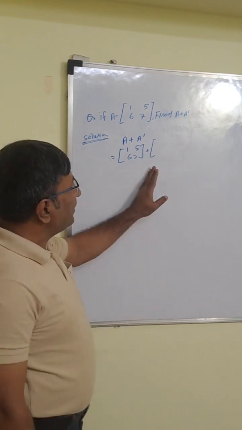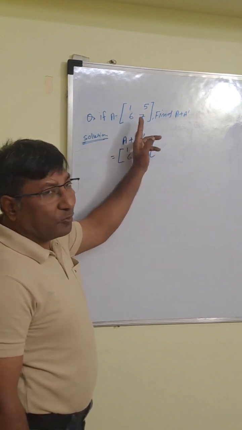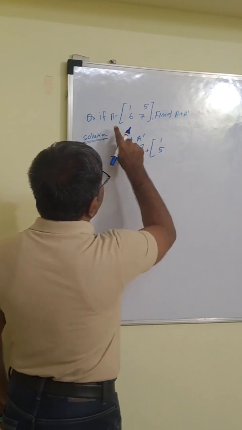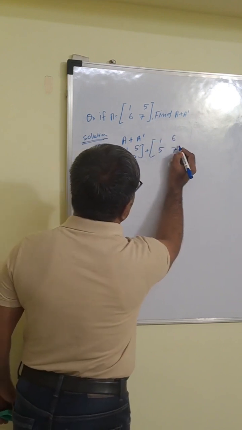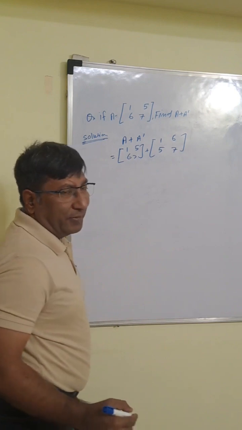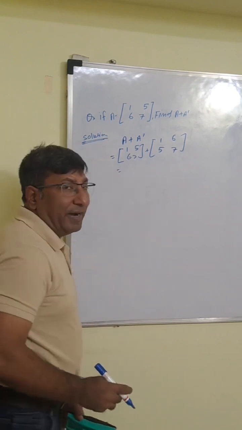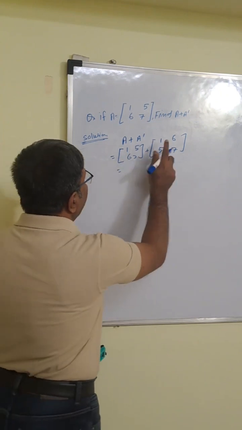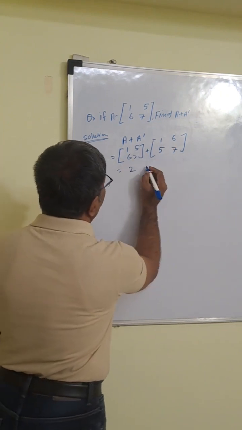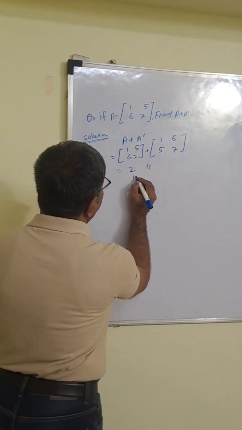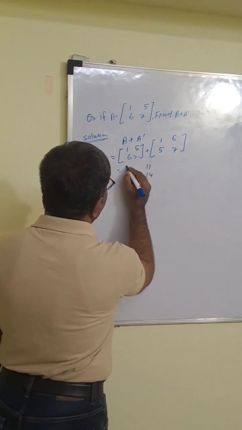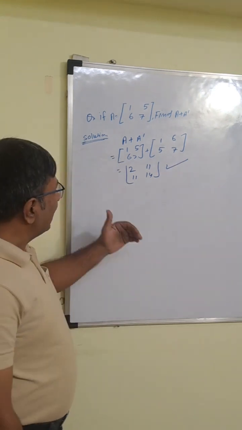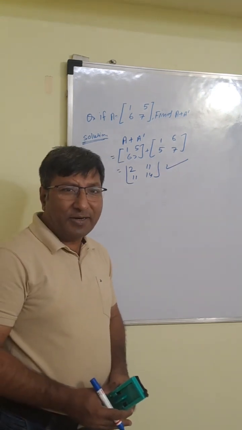So transpose is what? Change the row into column. First row convert in first column. So you will get 1, 5. Second row convert in second column. You will get 6, 7. Now add this two matrix of the same order we can add very easily. So 1 and 1, 2. 6 and 5, 11. 6 and 5, 11. 7, 7, 14. So our correct answer is first row 2, 11, second row 11 and 14. This is our right answer.